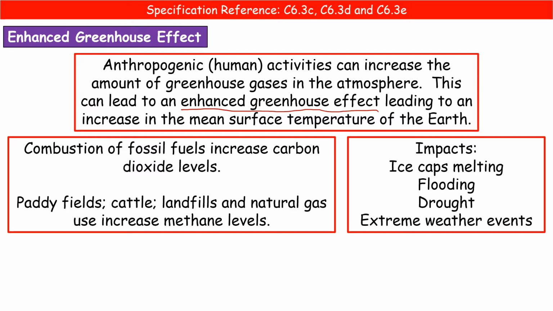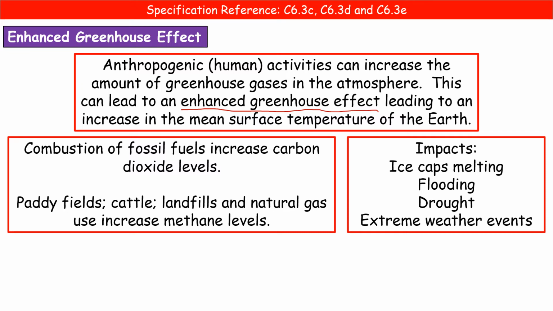A couple of key reasons for this are the main sources of the greenhouse gas emissions. Generally, combustion of fossil fuels is responsible for the increased carbon dioxide levels. So think of all of the cars, etc. on our roads. But methane is also a greenhouse gas, and that one is also increasing. So paddy fields where we grow rice, cattle where we're going to get our beef from, landfills, etc. they produce methane. So those two in conjunction are leading to high levels of greenhouse gases in our atmosphere, and therefore leading to this enhanced greenhouse effect.